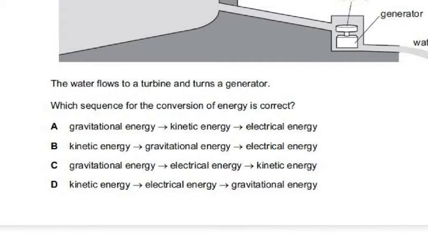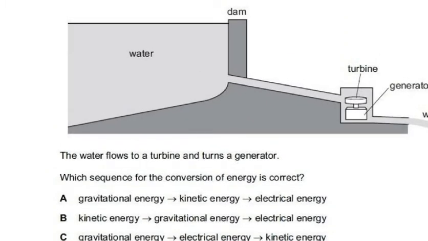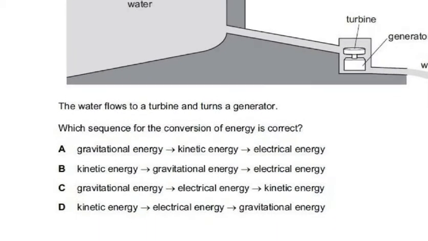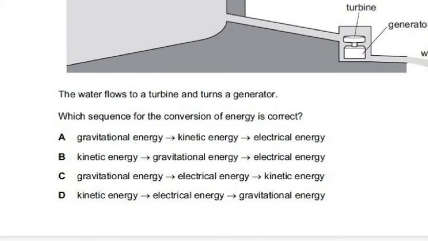Well, you have to look back at the problem. What are we starting with? What's our initial form of energy? And that's basically the energy the water has because it's high up, right? The water is high up on this side of the dam. So what kind of energy is that called? That is gravitational energy. So we know we're starting with gravitational energy, which means we can't be starting with B and we can't be D. So we're either A or C.